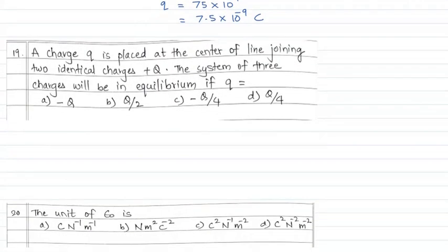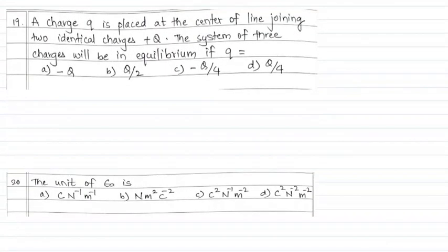Next, 19th. A charge Q is placed at the center of the line joining two identical charges plus Q. The system of charges will be in equilibrium if Q is equal to? In offline classes I had told that if these two charges are Q, then at the midpoint whatever charge will be there, it will be 1/4 of this with the negative sign. So 1/4 with the negative sign. So option C will be the answer.